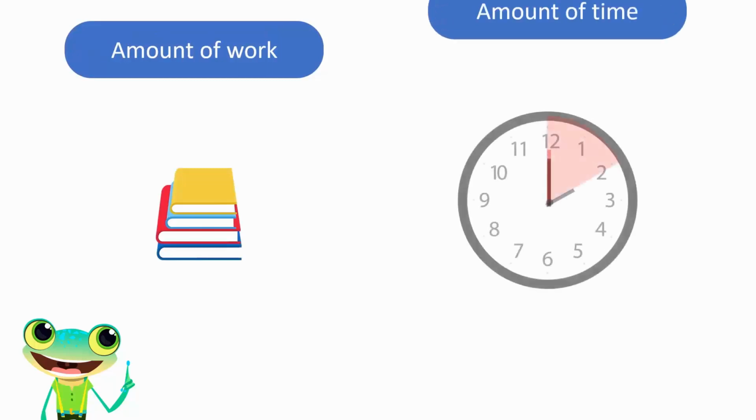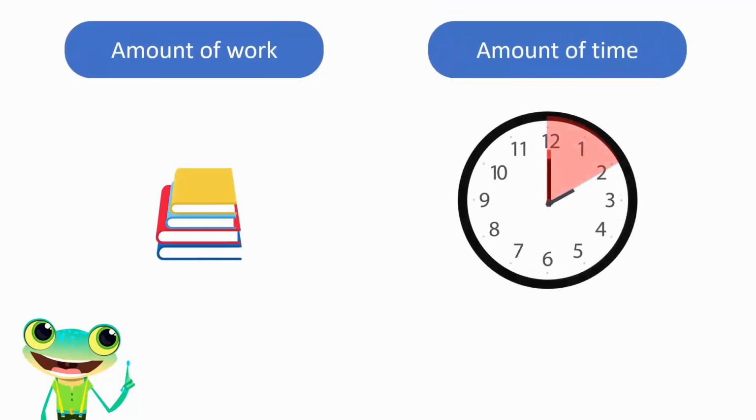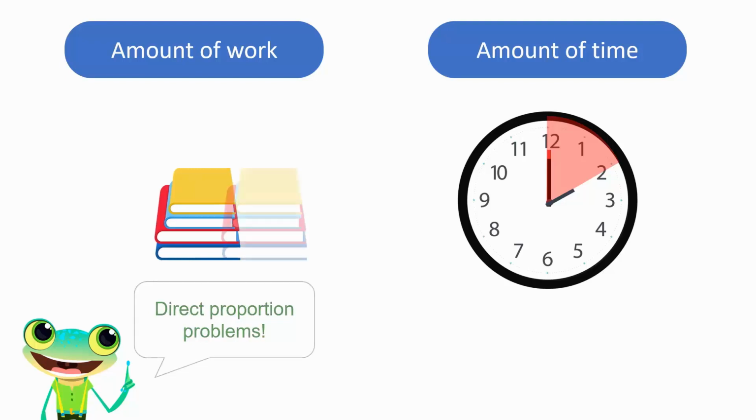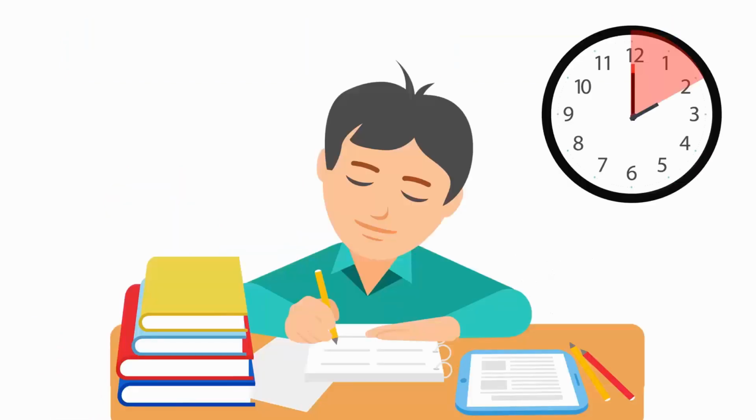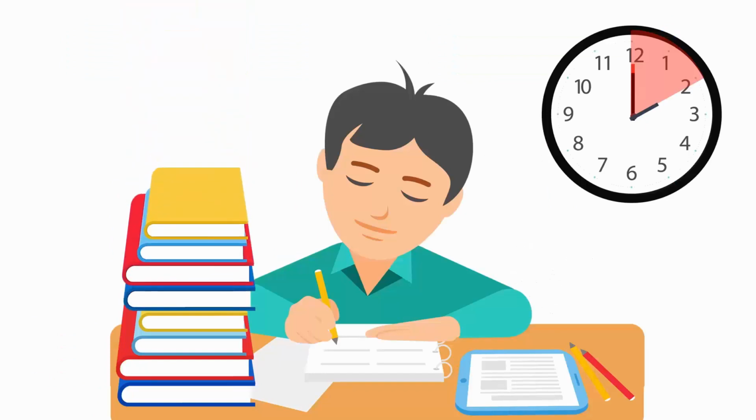Generally, problems related to the amount of work and the amount of time it takes to finish it are direct proportion problems. If the amount of work increases, the amount of time it takes to finish the work also increases. Think about examples in your everyday life. When the amount of homework you have is doubled, you will take double the time to complete it, assuming your speed is the same, right?